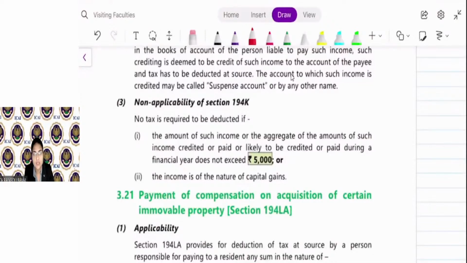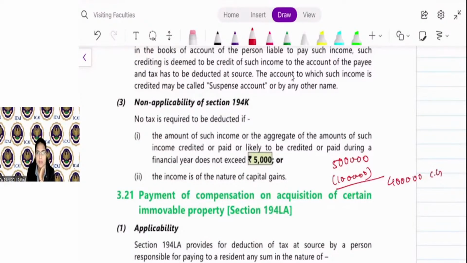Or the income is of the nature of capital gain. Say for example, if you sold your mutual funds, then in that case, capital gain will arise. Say for example, the sale price is 5 lakh rupees and the purchase price is 1 lakh rupees. Then 4 lakh is my capital gain. So on capital gain, TDS is not required to be deducted under section 194K.